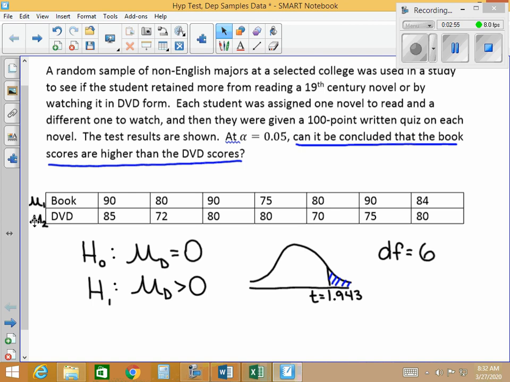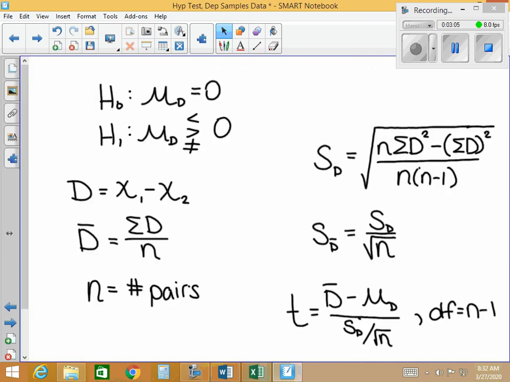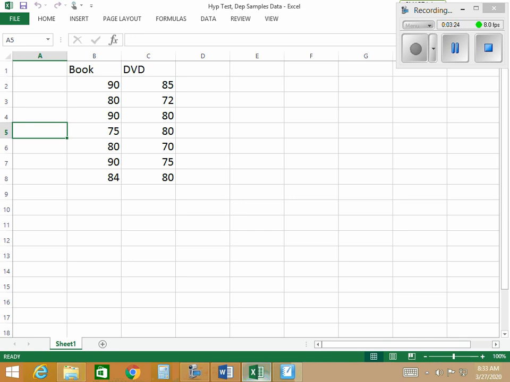So now that we have that set up, we have to come up with all of our other data. I'm going to find that page here. We need to find the difference between our two x's. We need to find the mean of those d's. We need to find the standard deviation of the d's, and then our s sub d bar. Then from there, we'll use that to find our t-score and say, are we in the rejection region or are we not? I used Excel to write those things down.